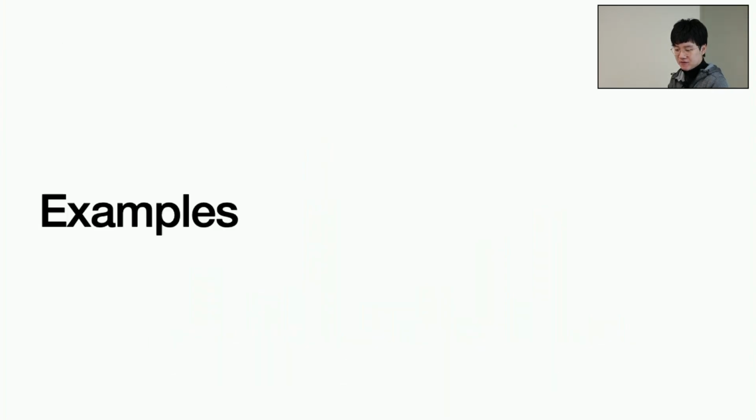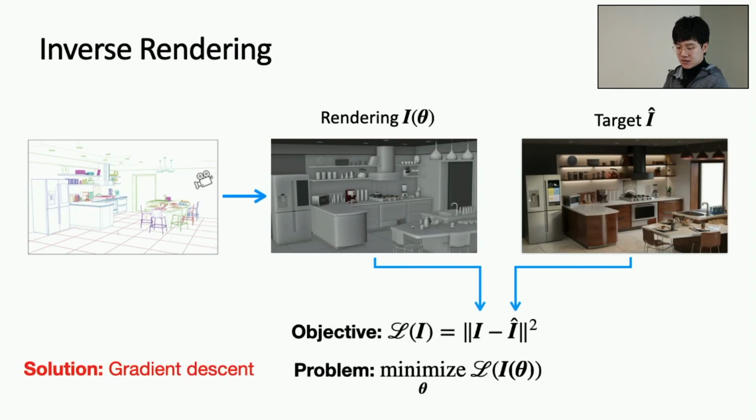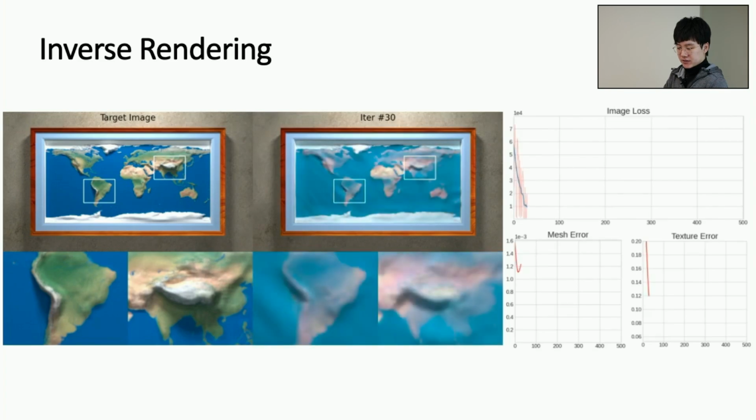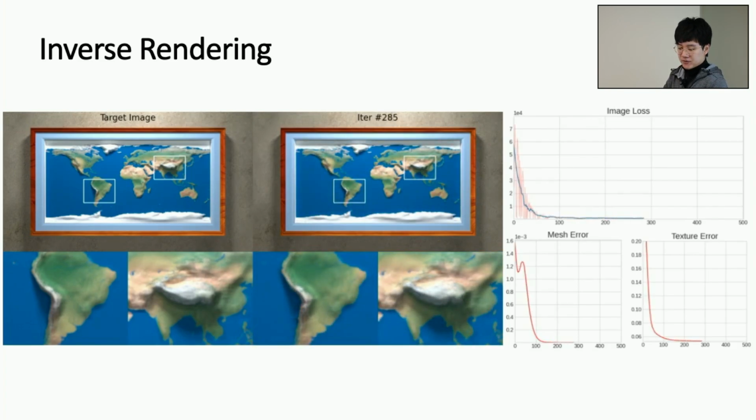Next, I will show some inverse rendering examples that demonstrate the effectiveness of our system. To recap, in our examples, we were given a bunch of photos taken from different angles around the objects, and we used stochastic gradient descent to optimize the shapes that we're interested in. The first example contains a 3D world map where we jointly optimize the geometry and the texture. The inverse rendering optimization with our system successfully recovers the detailed geometry and the texture.